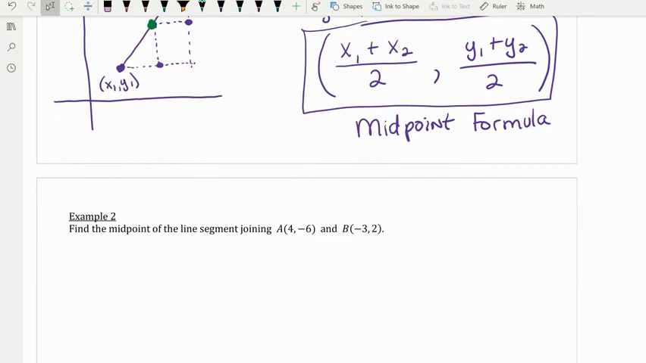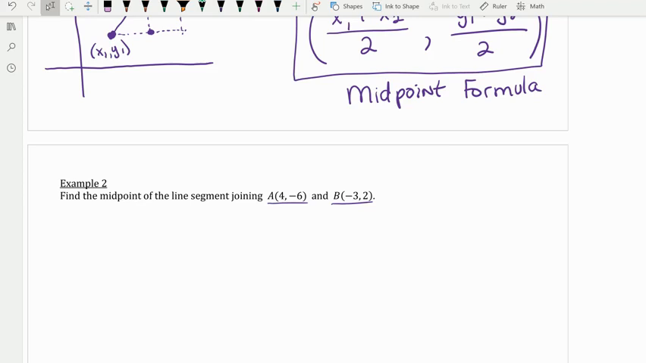So if I want to find the midpoint of the line segment joining A, which is at (4, -6), and B, which is at (-3, 2), to find our midpoint, we're going to do the x values. And again, if you want to label these x1, y1, x2, y2. To get our x coordinate, I'm going to take the two x values and add them together: 4 plus -3, and then divide by 2, comma. For the y values, I'm going to do -6 plus 2 and divide by 2.